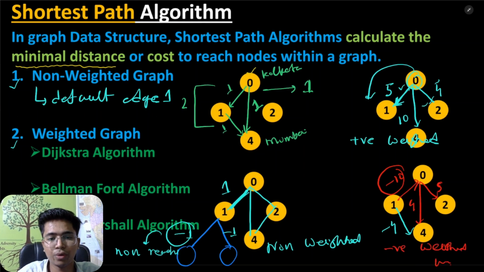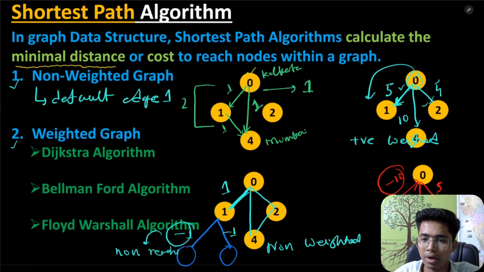That means while we find the shortest path algorithm, we actually deal with three types of condition. One, non-weighted condition; second, weighted and positive condition; and third, negative weighted condition. So these are the three types of condition. To deal with three types of condition, we actually use three types of application.